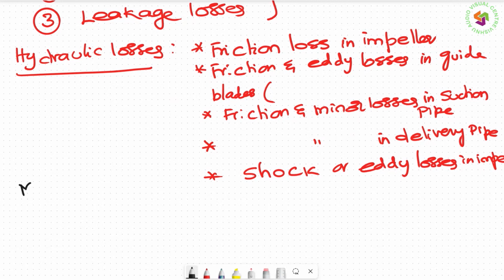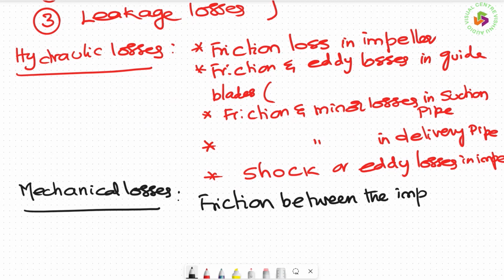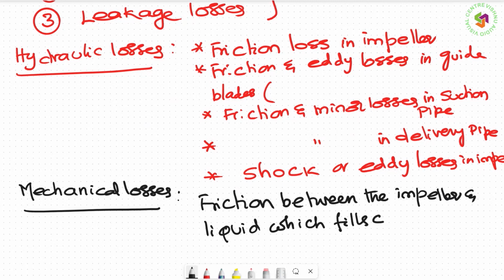Then what are the various mechanical losses? Even though I'm not interested in this, just to have an idea as a topic, let us see. Mechanical losses are actually the friction between the impeller and the liquid which fills the casing and impeller. This is called disk friction.